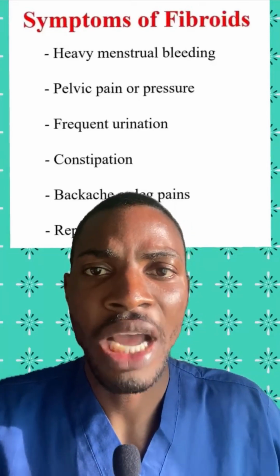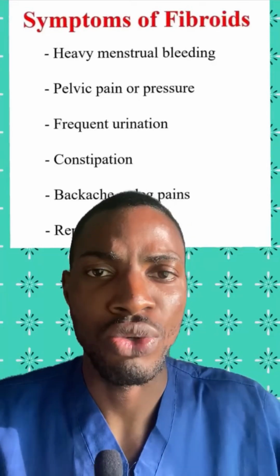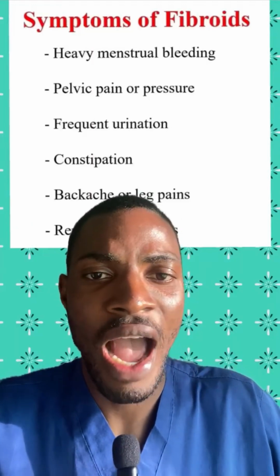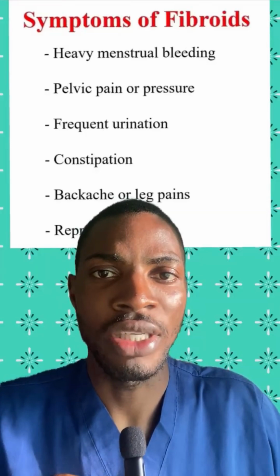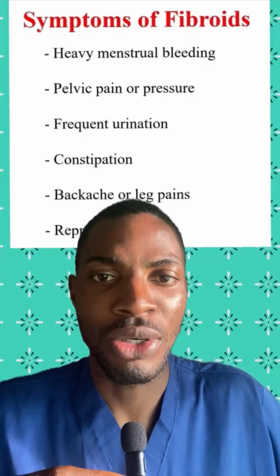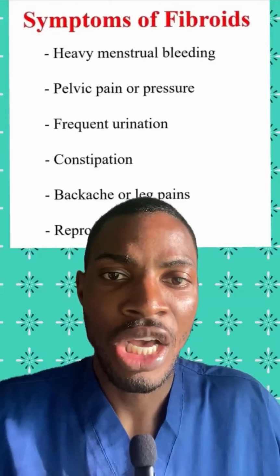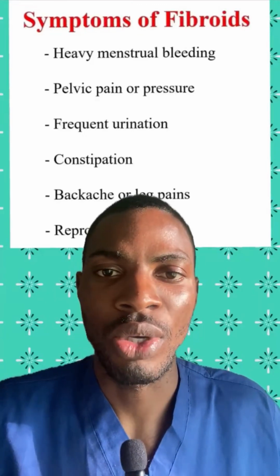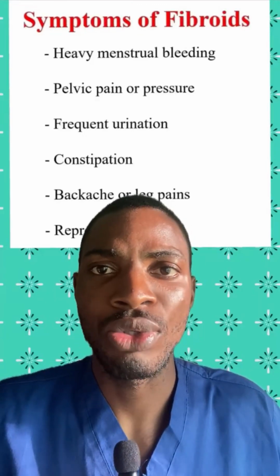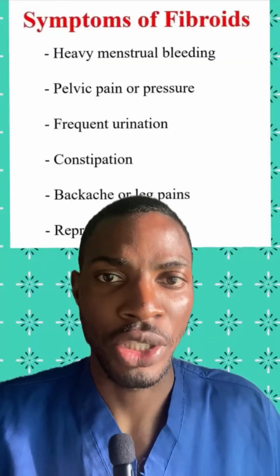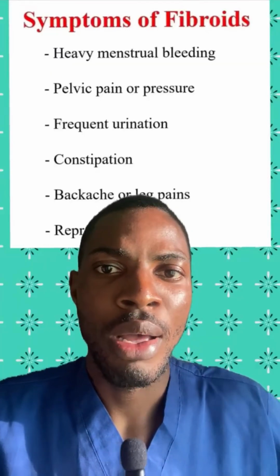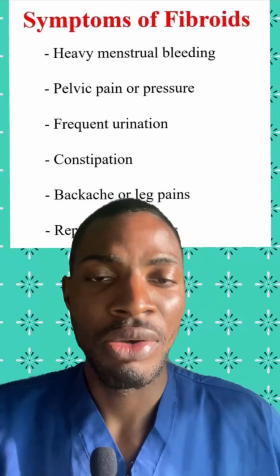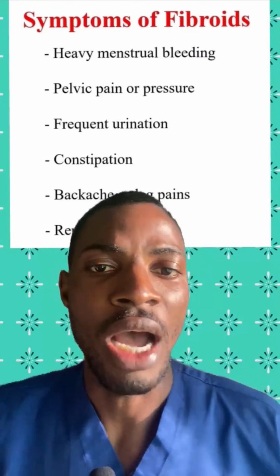The individual might also have frequent urination, because due to the fibroid, we have the tendency to press on the bladder because it's very close, and because of that, the individual has frequent urination. Another symptom is constipation. Yes, and also backache or leg pain due to referral pain from the abdomen down to the leg.